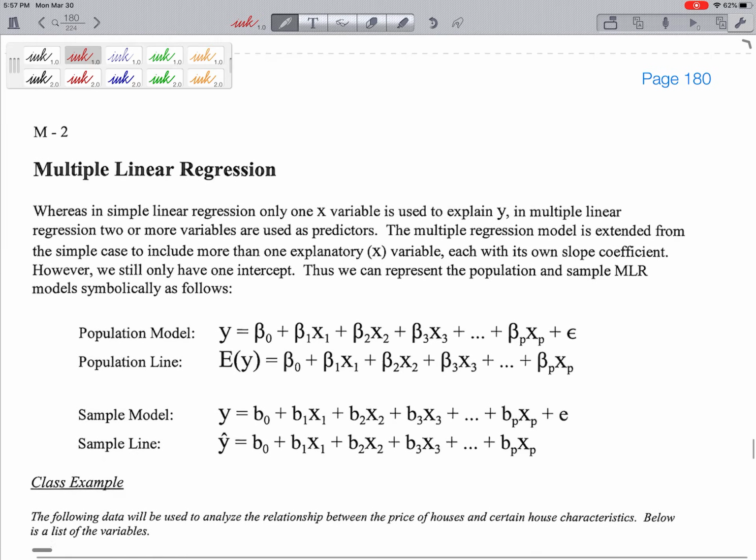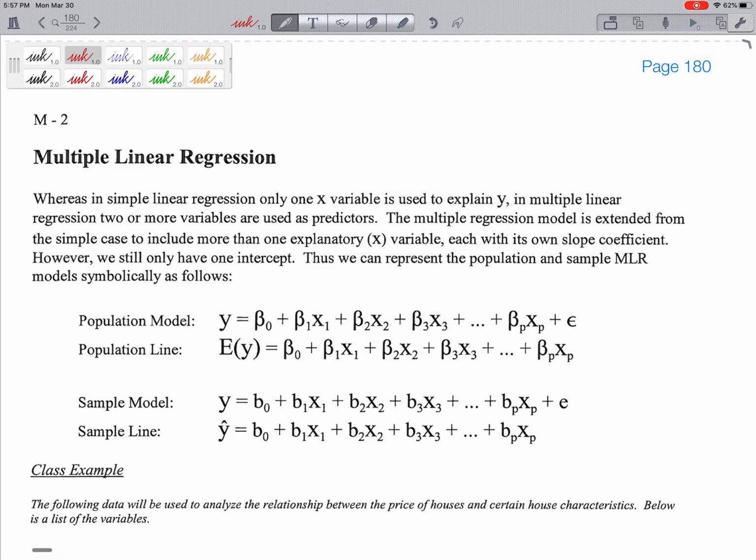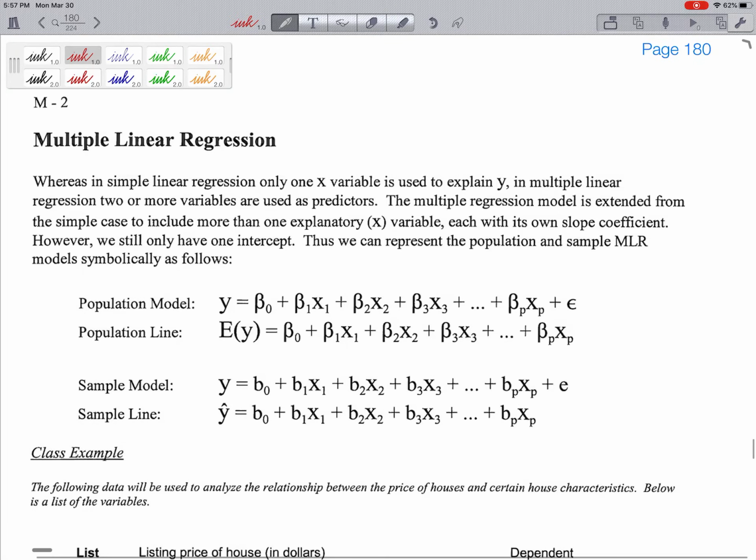So let's take a look then at page 180, M2. I'm not sure how far we'll get in this lesson, but the title that I'll give it will certainly have the page numbers that we're going to cover here today.